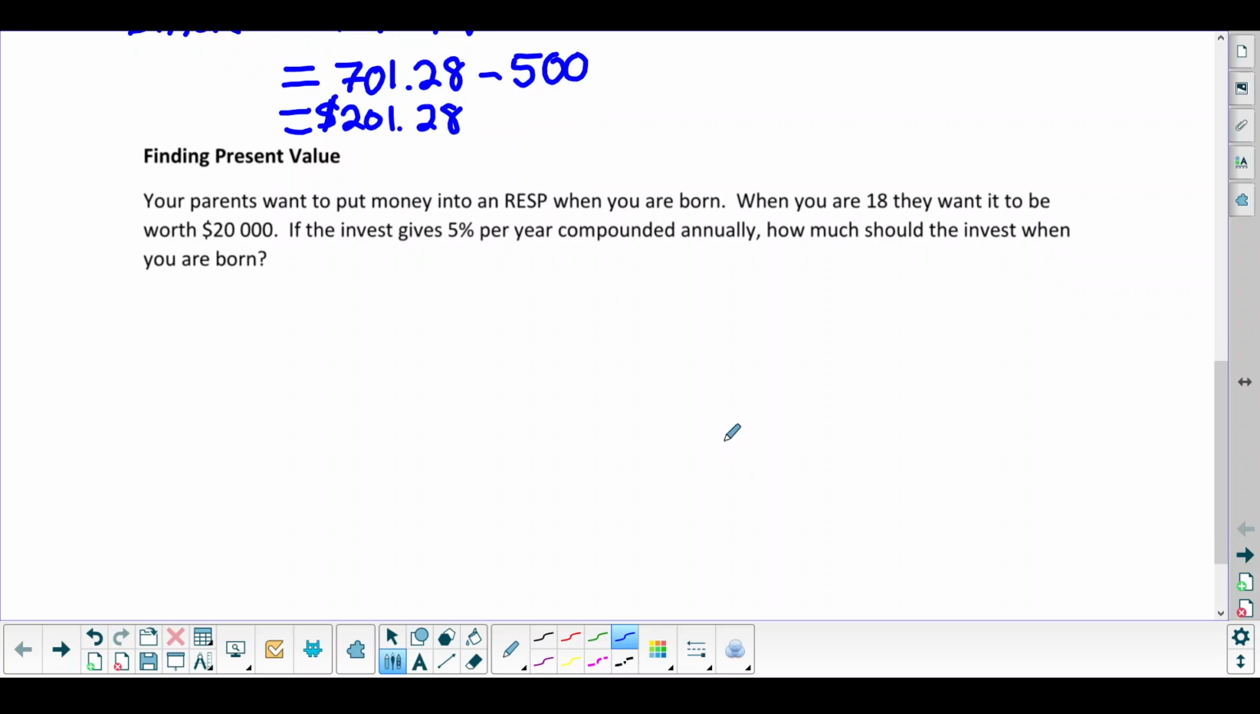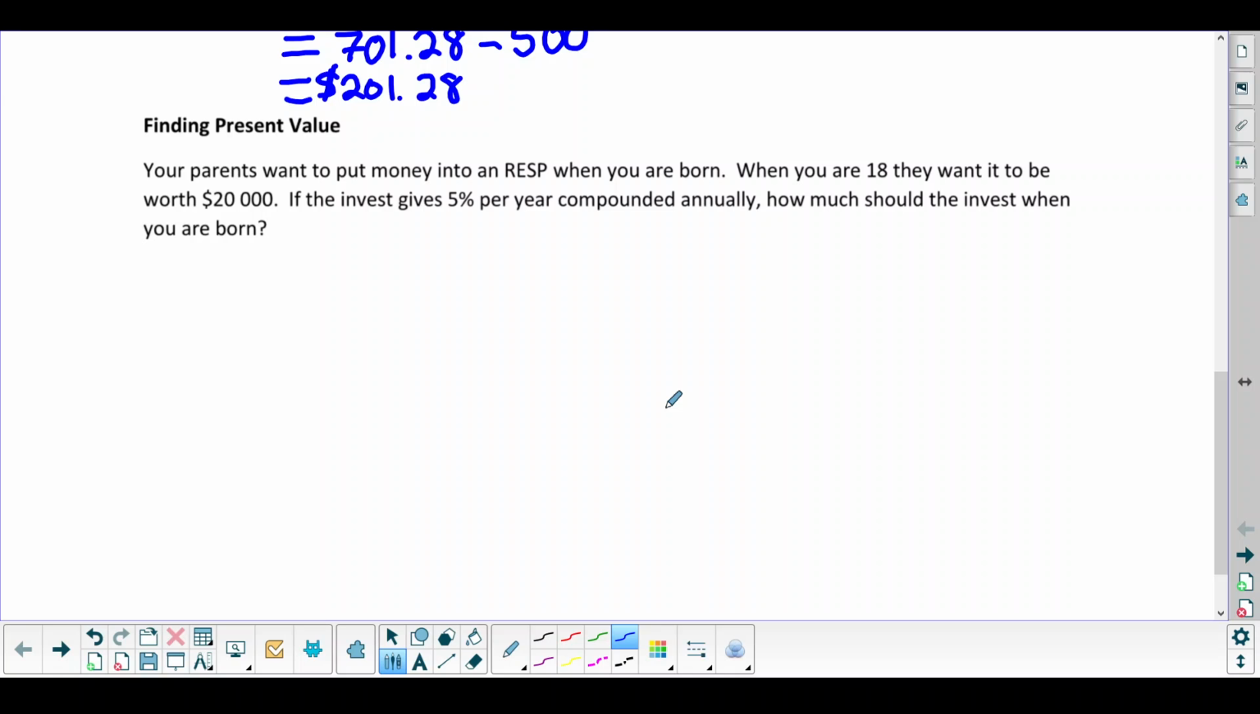Another thing we can do is, just like we can find initial amount for an exponential, we can find the present value. So here's an example. Your parents want to put money into an RESP when you were born. An RESP is a special kind of account, called a registered education savings plan. Parents primarily, and I think grandparents and maybe some other relatives, can put money into a registered type of account, and there's some governmental help and subsidy where the government matches some of the money you put in and things like that.